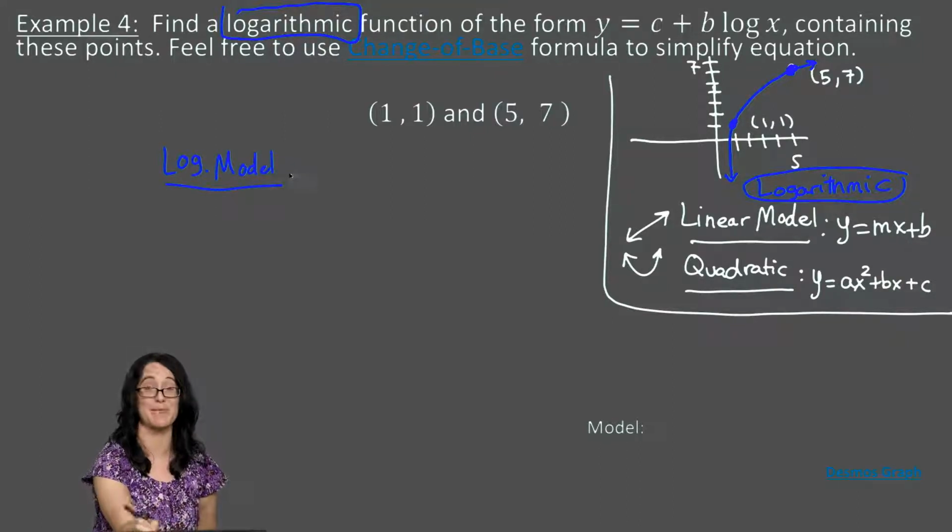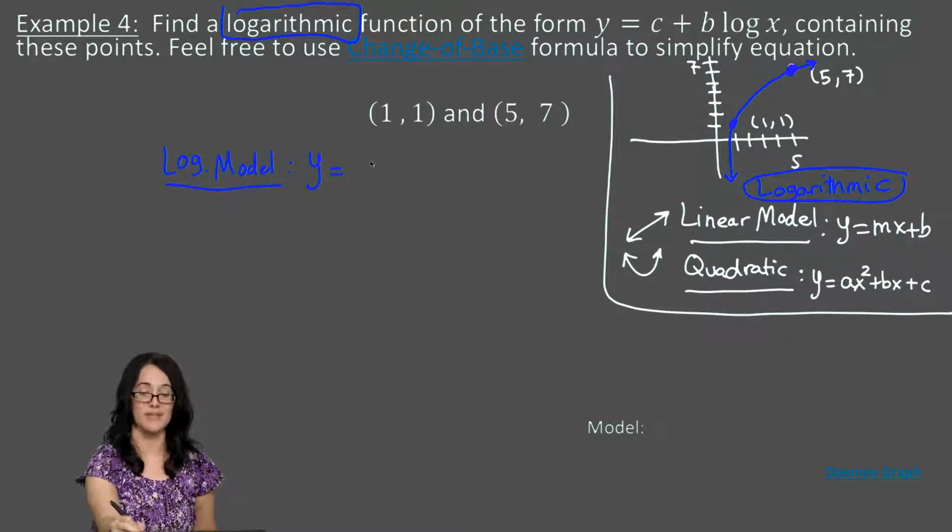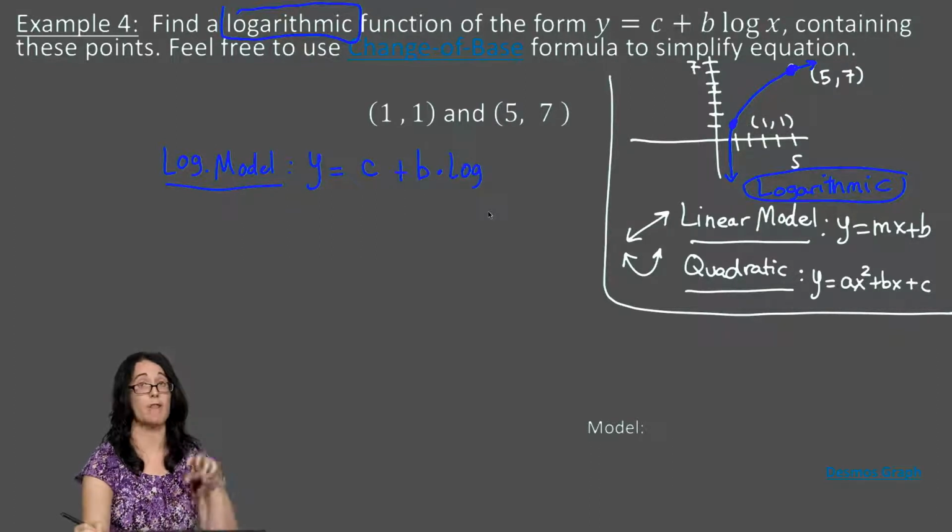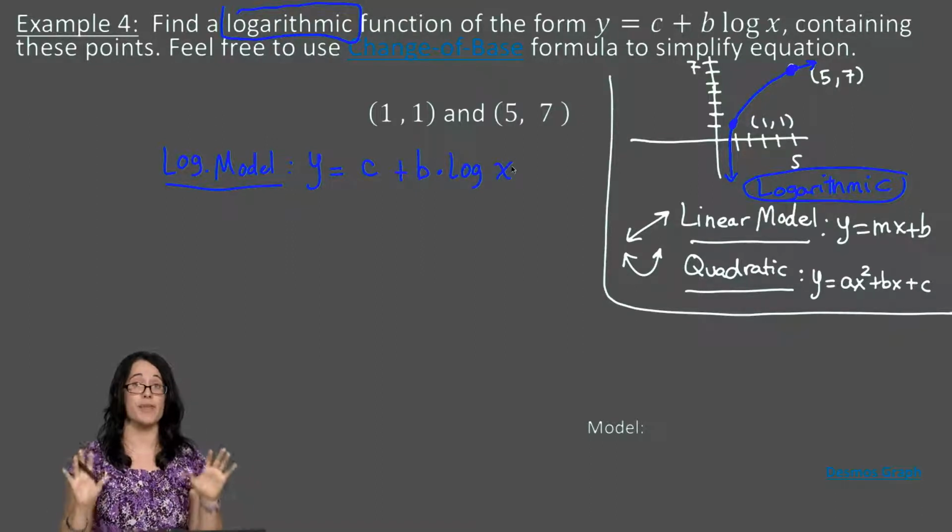At this point, we're not expecting you to memorize it, but this is what they're giving you. Y should equal some constant letter c plus some other constant letter b times a logarithm. In this case, we'll start off with base 10, a common log, whose argument is x. So starting at this place, could we find an equation that goes through both points?